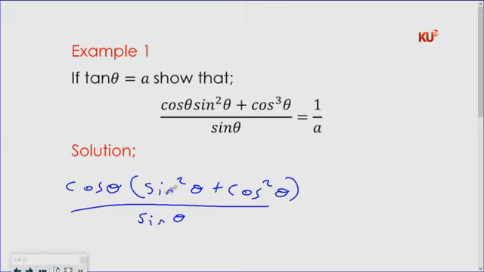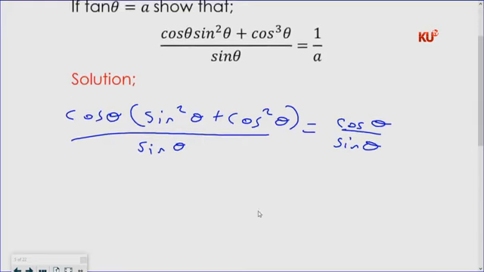Let's go back to our first identity, sine squared theta plus cos squared theta. We said this is the same as 1. Very good, learner. So if I do away with sine squared theta plus cos squared theta and I replace this with 1, I'll end up having cos theta times 1, which is just cos theta over sine theta. So we can move down.